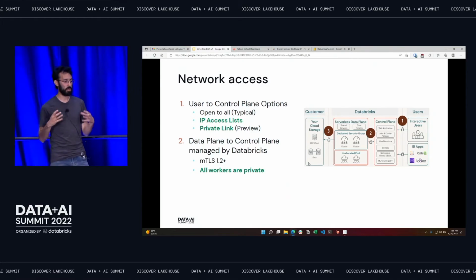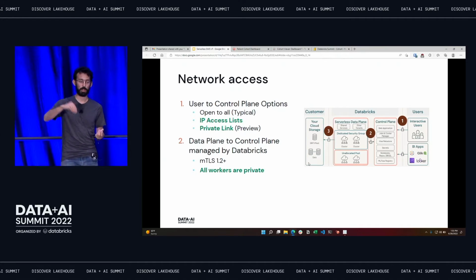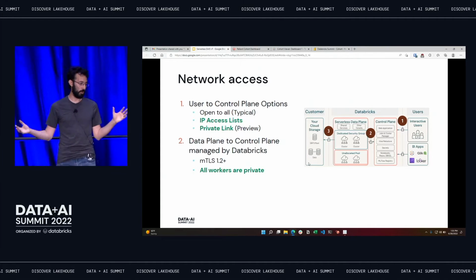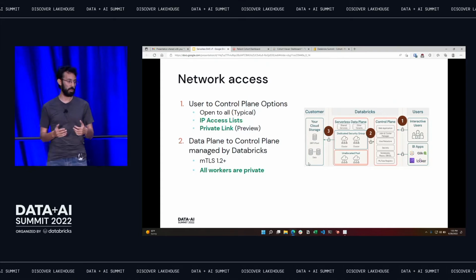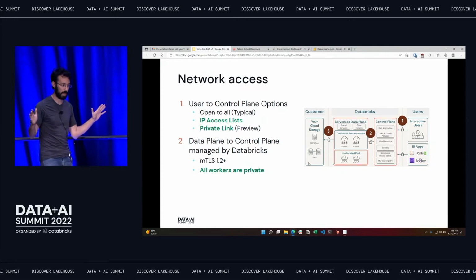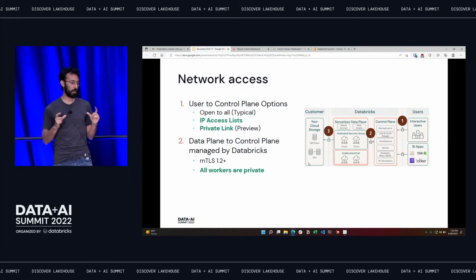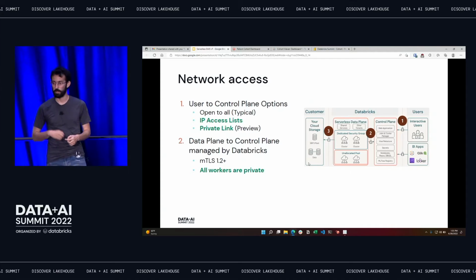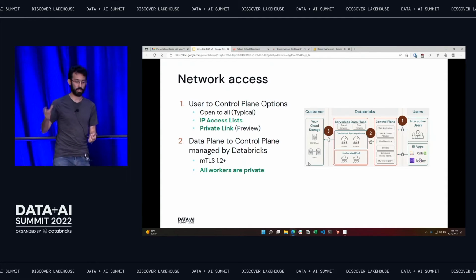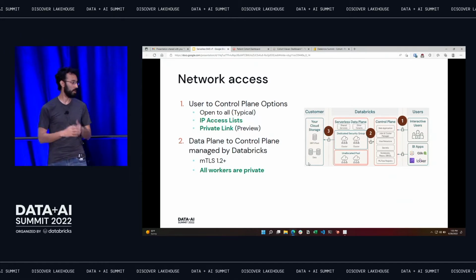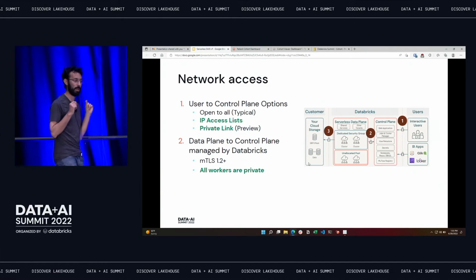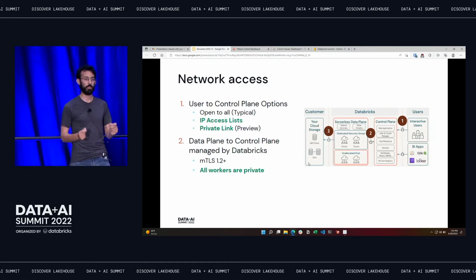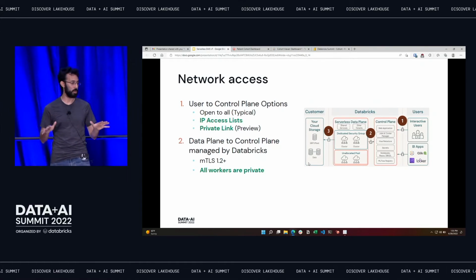The second component, which is kind of new, is how the control plane talks to the data plane. This is all, and vice versa, this is all MTLS, mutually authoritative TLS. That's actually the same as classic. Importantly though, the workers are always private, so they don't have public IPs, they're on the private network. Communication goes to the cloud provider backend network routes. So you can actually do that in classic, but in serverless, we do it by default, and so it's secure by default, so you don't have to configure it, we just do it.